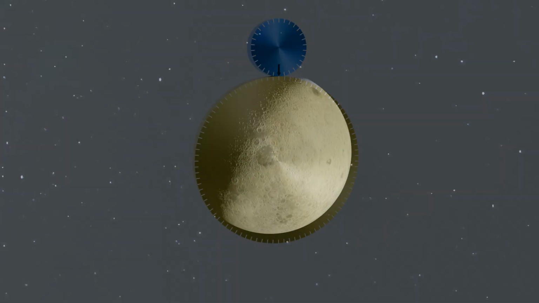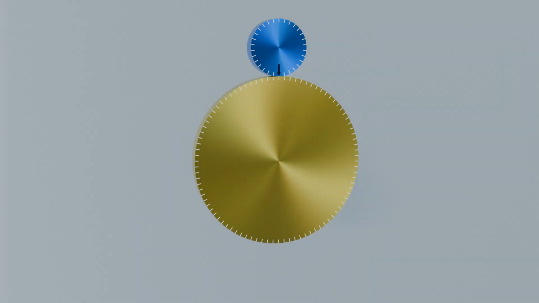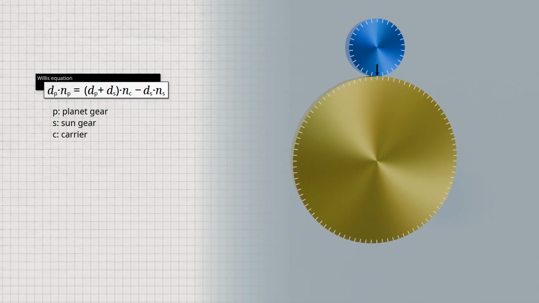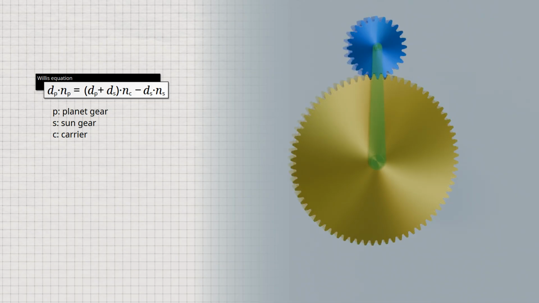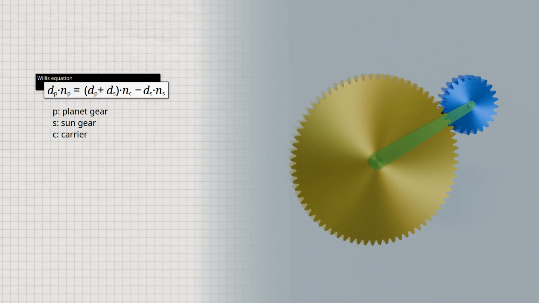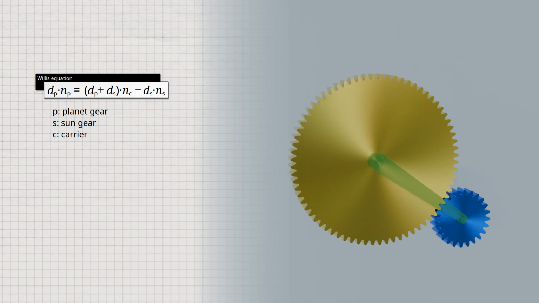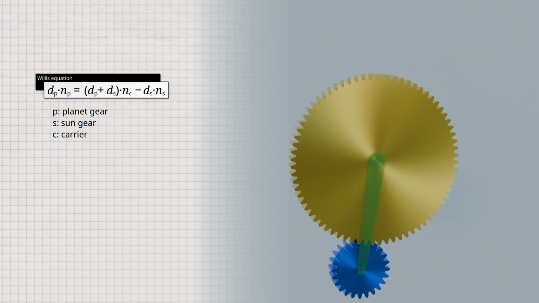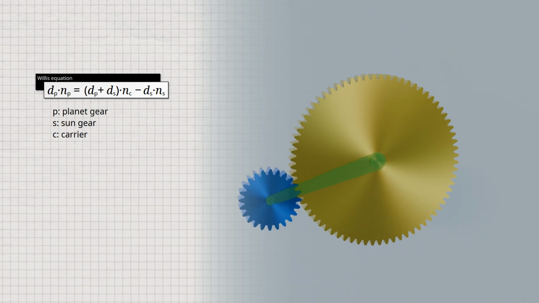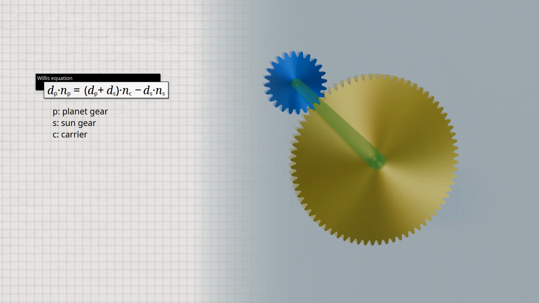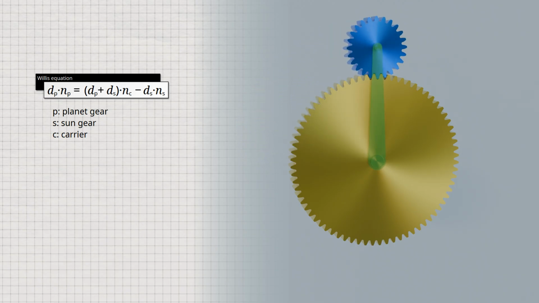We can also understand the rotation paradox with the help of the Willis equation for planetary gears derived in the linked video. To do this, we consider the rotation paradox as a planetary gearbox in which the blue planet gear is driven around the stationary yellow sun gear with the help of the green carrier. The Willis equation describes the relationship between the rotational speed of the carrier, the planet gear and the sun gear as a function of the diameter of the planet gear and the sun gear.